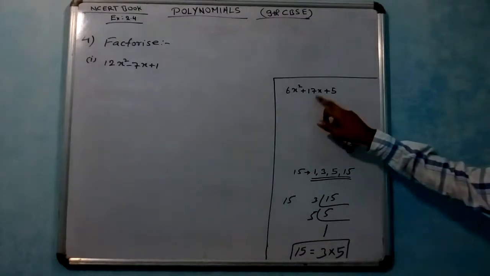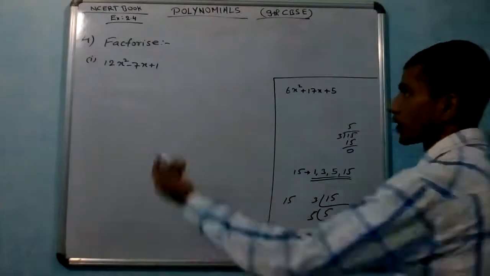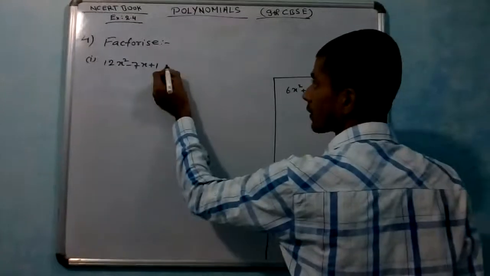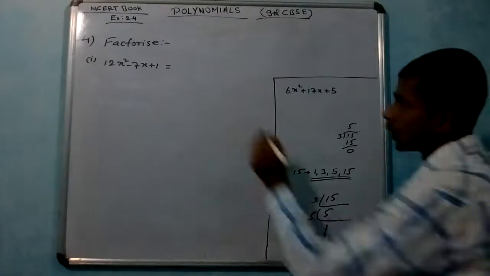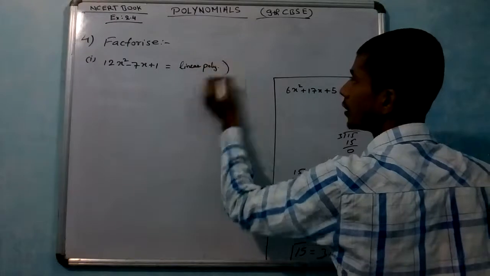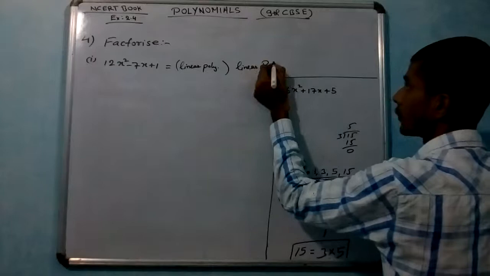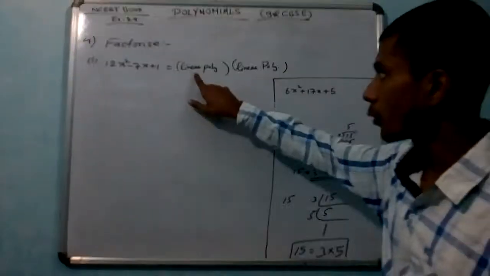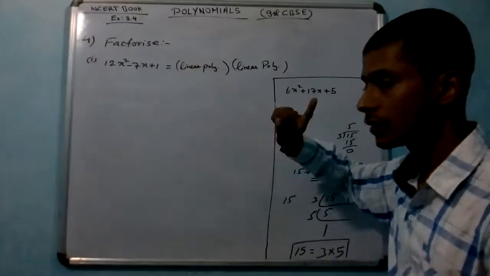Now what about the polynomials? See here, this is a quadratic polynomial. When we factorize it, just like 15 is equal to 3 into 5, we will get one linear polynomial into another linear polynomial. Two linear polynomials' product we will get in the factorization of a quadratic. The degree of a linear polynomial will be how much? Degree 1.